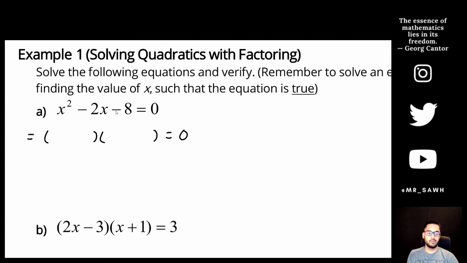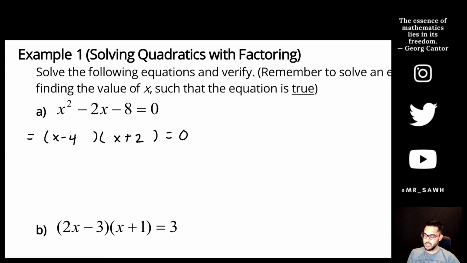Okay, so if you find two numbers that multiply to -8 and add to -2, those two numbers are x minus 4 and, well, x plus 2. Those are my two factors, right? So my numbers are minus 4 and positive 2. Well, now that it's factored, I have two things multiplying together to equal 0.